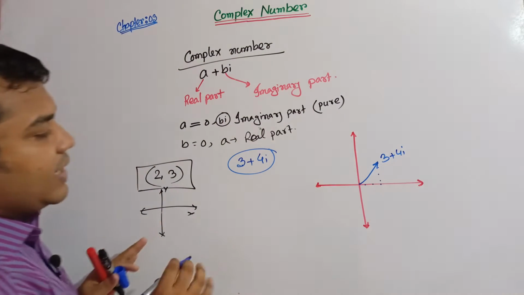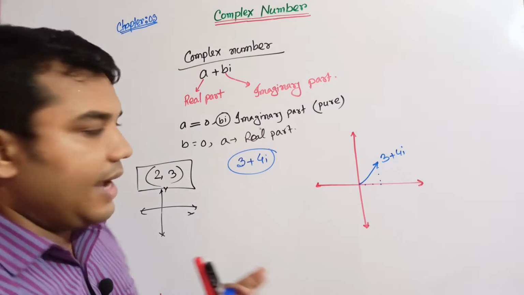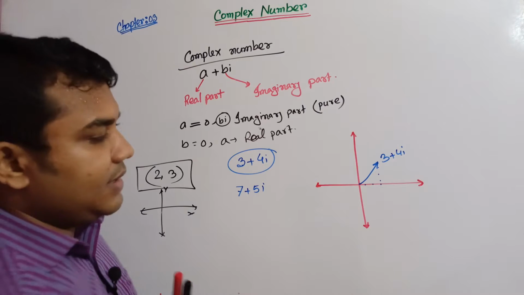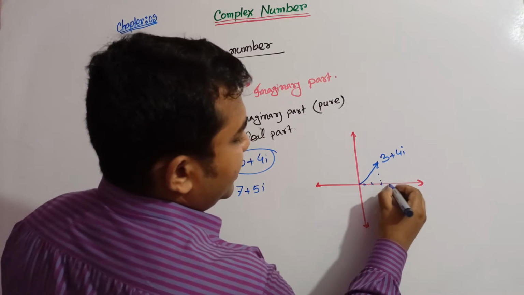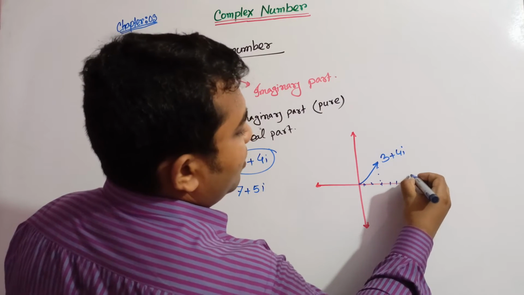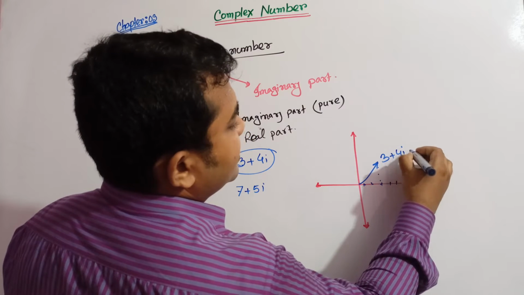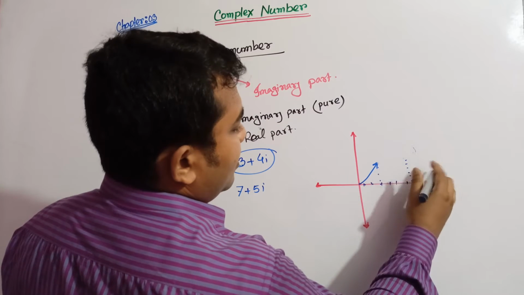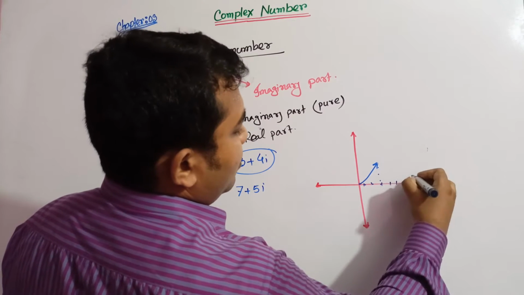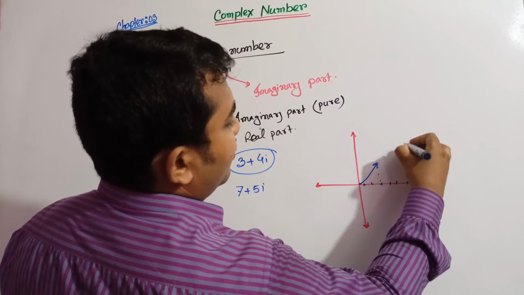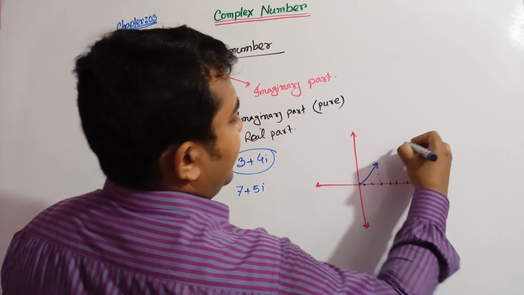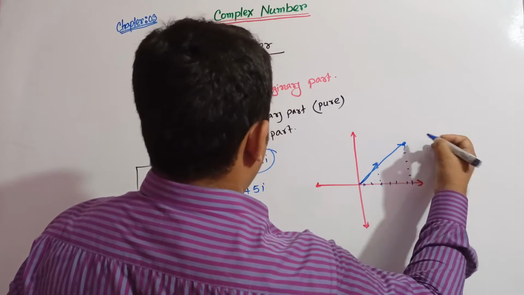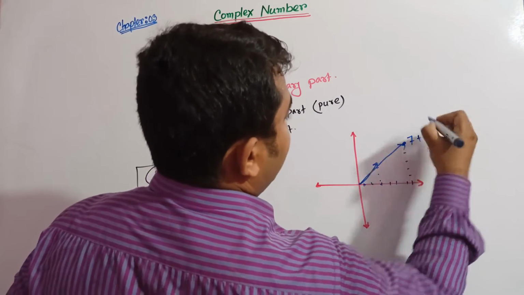Similarly, we can also denote another point, say for example 7 plus 5i. How can we go for it? 7, so 1, 2, 3, 4, 5, 6, 7, and 5 we need actually, so 1, 2, 3, 4, 5. So this is the point where we can denote it this way. This is the point 7 plus 5i.